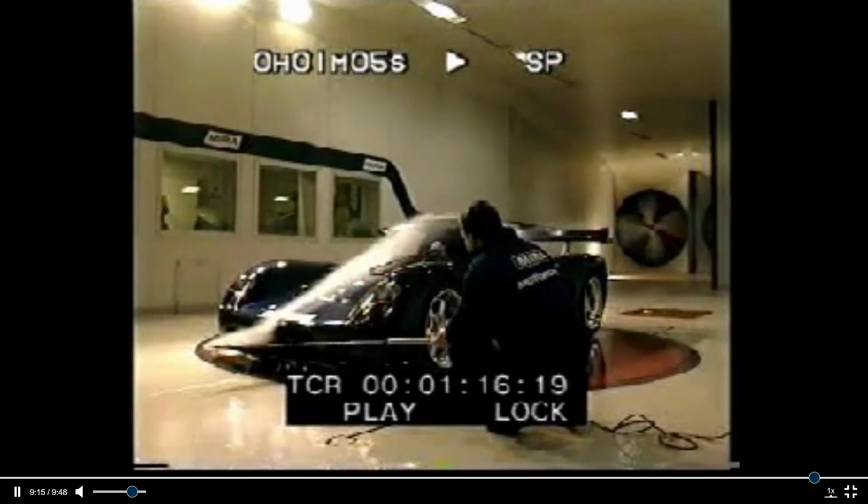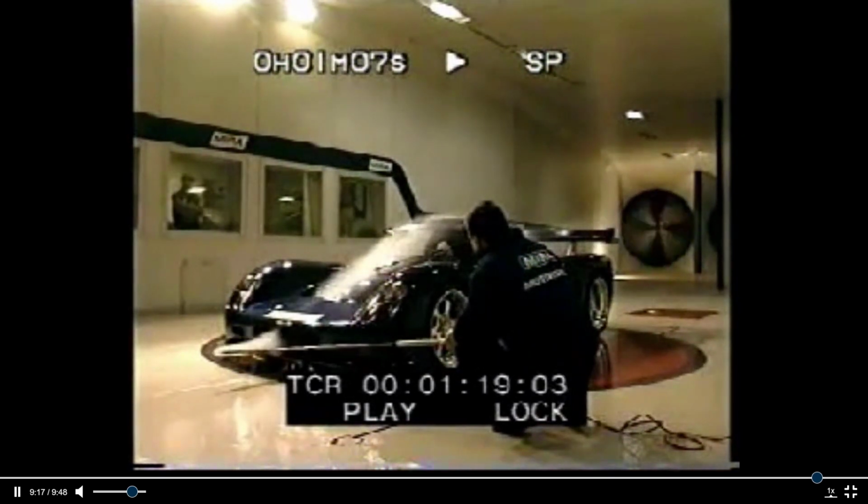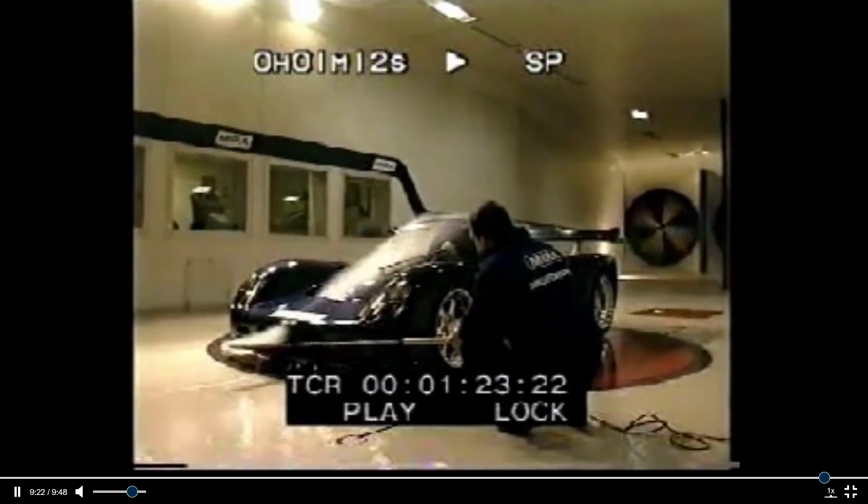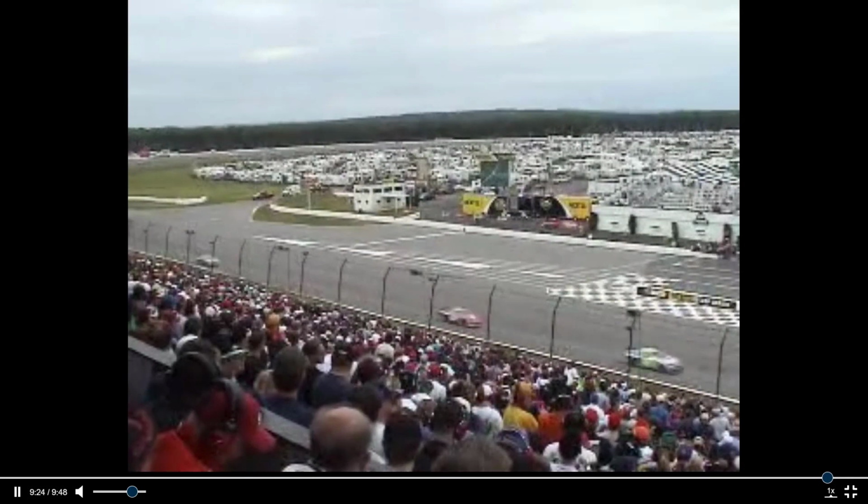But sometimes actual race cars are tested full scale in large wind tunnel facilities, guaranteeing that the dimensionless parameters of the test match those of the race car on the track.